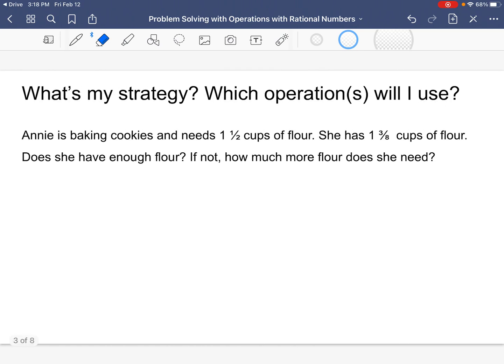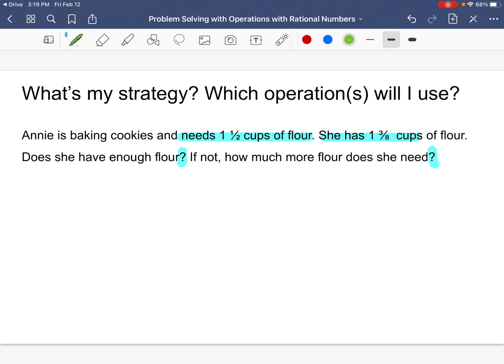So for each of these, you'll see I'm going to be thinking about what's my strategy for solving this and which operations will I use. So here we have a situation where Annie is baking cookies and she needs 1.5 cups of flour, and she has 1 3/8 cups of flour. Does she have enough flour? That's one of my questions. And if not, how much more flour does she need?